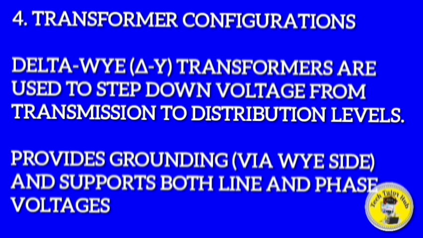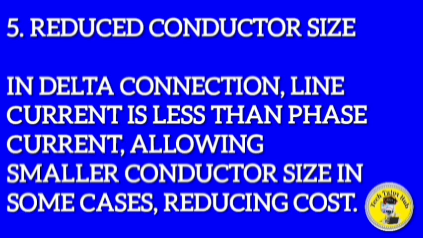Transformers are used to step down voltage from transmission to distribution levels. Reduce conductor size. In delta connection, line current is less than phase current, allowing similar conductor size. In some cases, it reduces cost.